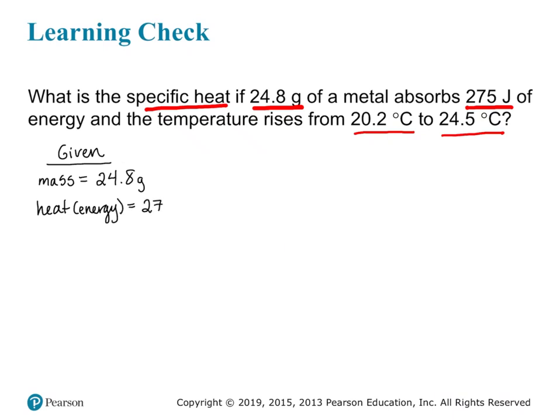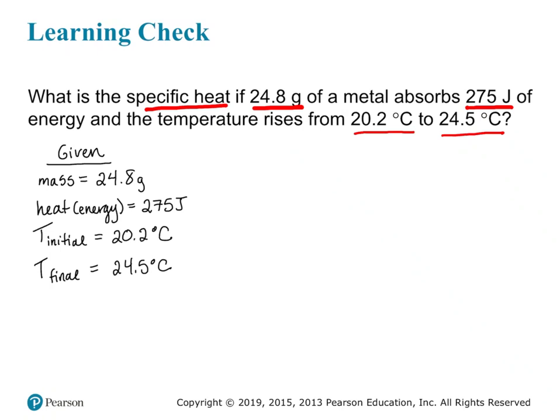So that's 275 joules. And the temperature rises from 20.2 degrees Celsius. So let's say that that's our initial temperature. So I'll write T initial. So that's 20.2 degrees Celsius. And then our T final is 24.5 degrees Celsius.